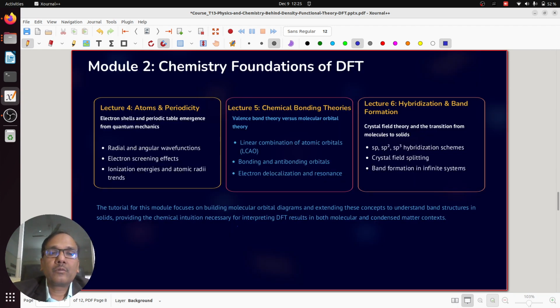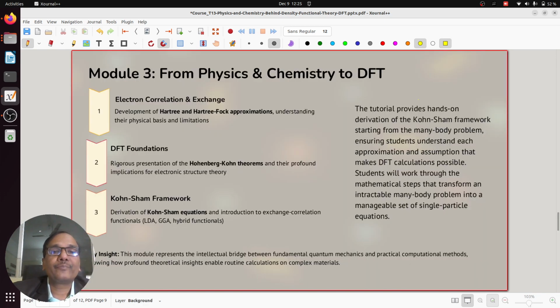Module 2 gives the chemistry foundation of DFT: atoms and periodicity, chemical bonding and its theory, hybridization, and bond formation. To explain the output file and different diagrams, we need to know the details of the chemistry behind them: what is happening when an atom is interacting with another one, and the changes in different plots can be explained.